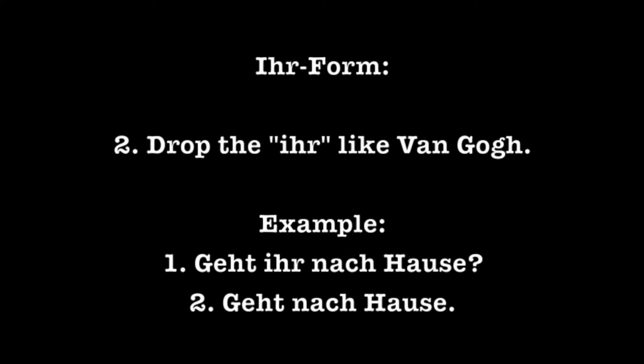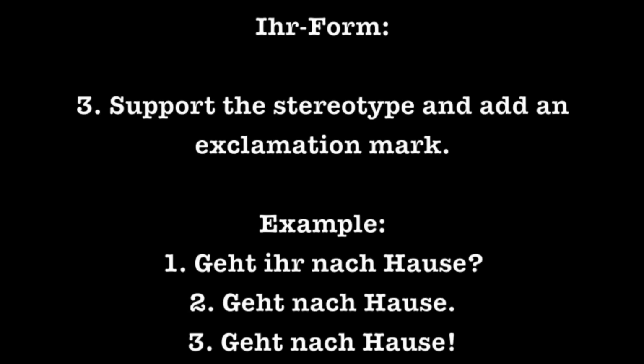Are you going home? Step 2 in making the ihr form is to make like Van Gogh and drop the ear. If you don't know, Van Gogh cut off his ear, so that kind of helps you to remember which one to do in this instance. So drop the ear like Van Gogh. The example then becomes Geht nach Hause. And as with the other forms, the last step is to add the exclamation mark at the end to support the German stereotype of yelling and screaming all the time. Geht ihr nach Hause changes to Geht nach Hause, go home.